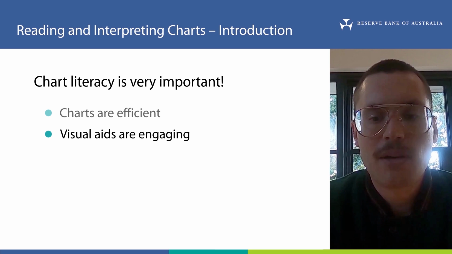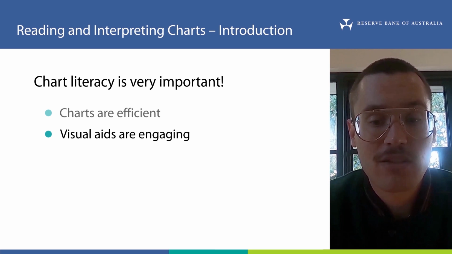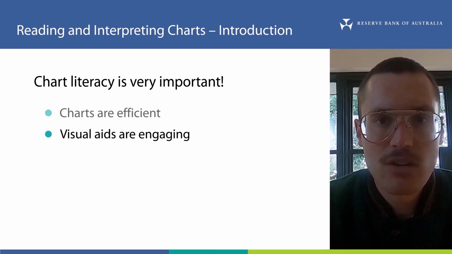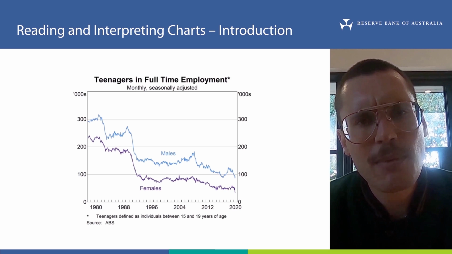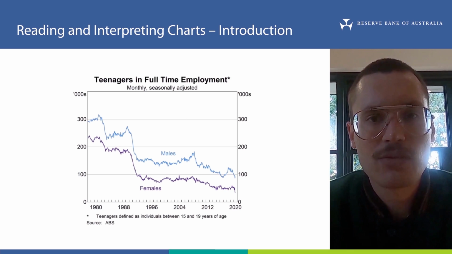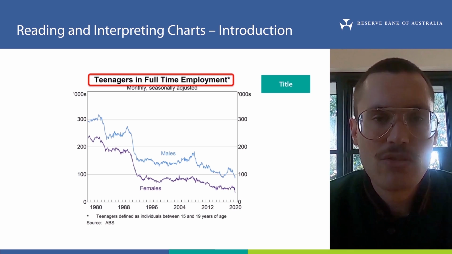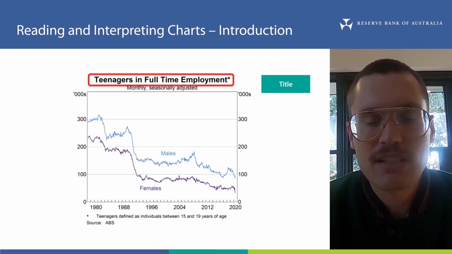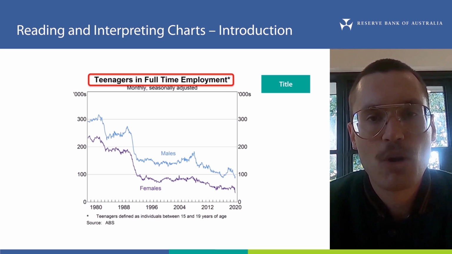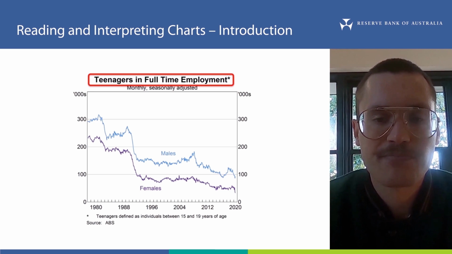In this video, I'm going to show you all of the things that you typically find on a chart. To do this, we'll return to our previous chart on teenagers in full-time employment. What are the key parts of this chart? Well, first we have the title, which usually summarizes what the chart is showing. The title's typically short and doesn't tell us that much about the data. Its purpose is simply to draw us in.